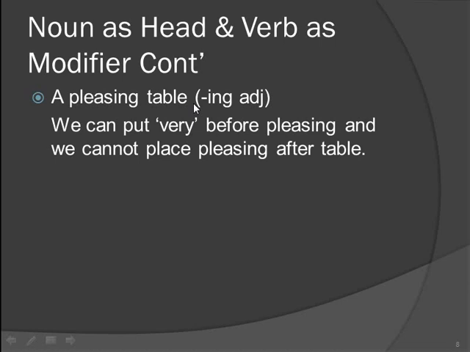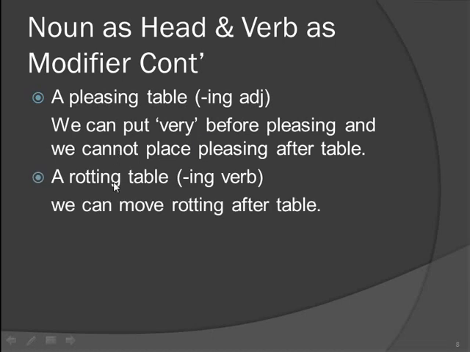So how to differentiate it? Bagaimana membedakannya? So you need to test it. Jika bisa ditambahin very, berarti dia adalah adjective. Other example misalnya like interesting. Interesting is not verb but adjective, because we can put the word very before it. Very interesting, for example.